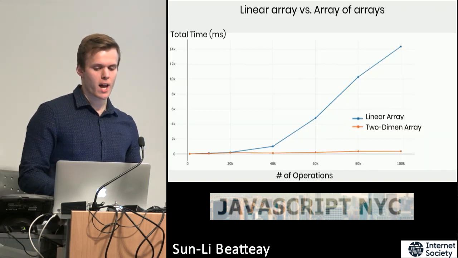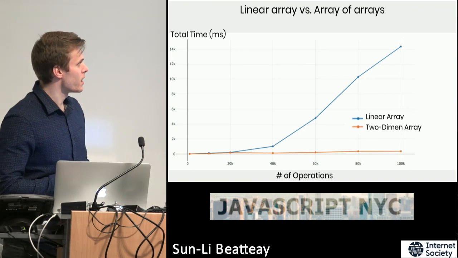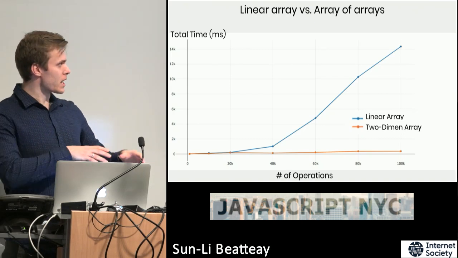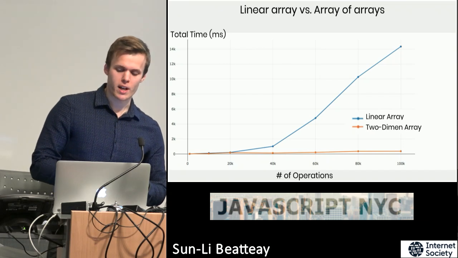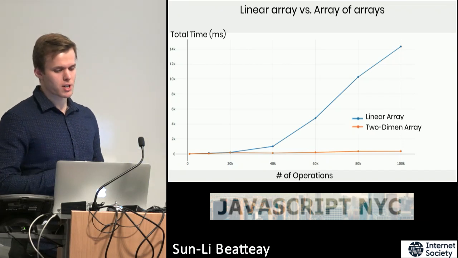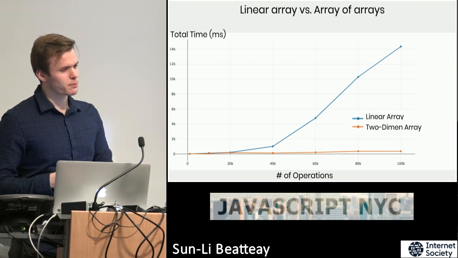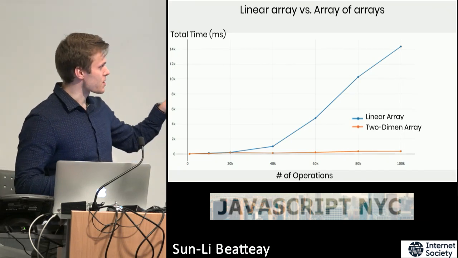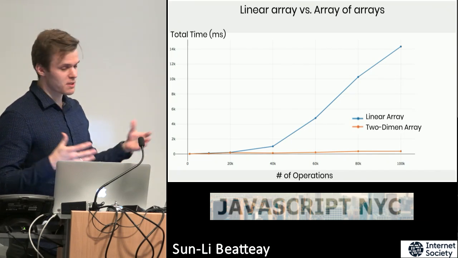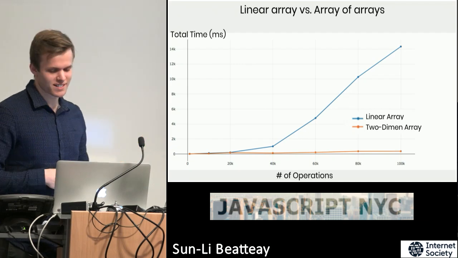And so in Conclave, we actually created a performance script as well, and we recorded how long it took each data structure to complete it. The blue line is our linear array. You can see that at around 100,000 operations, it takes around 14 seconds to complete, which is a little slow. But with a two-dimensional array, the orange line, it took less than a second. So that was a big improvement, and we were very happy with that.